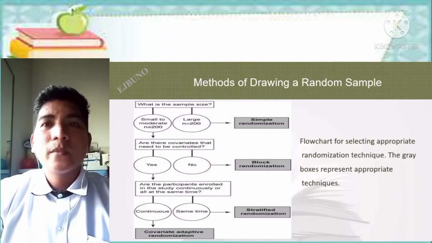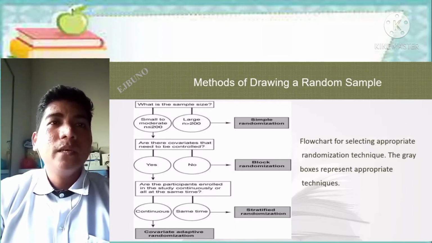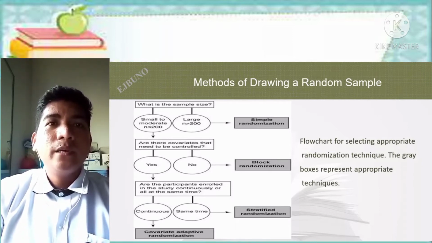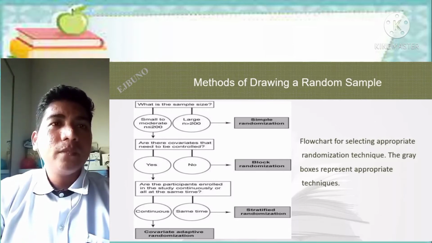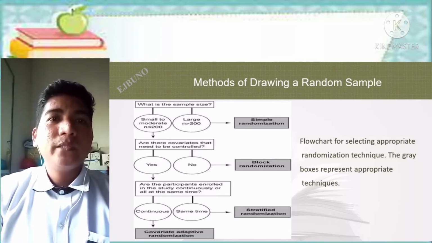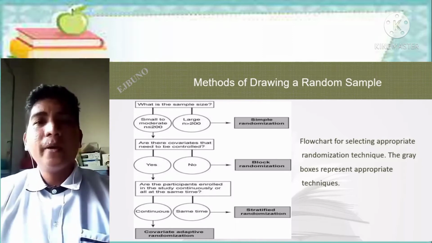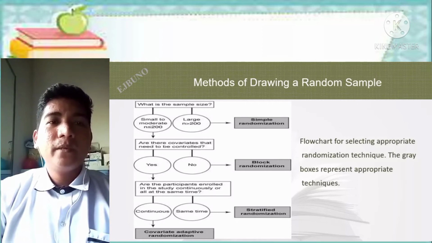Randomization techniques. Flowchart for selecting appropriate randomization techniques. The gray boxes represent appropriate techniques. What is the sample size? Small to moderate, n less than or equal to 100, or large, n greater than 200. Simple randomization. Are there covariates that need to be controlled? Yes or no. No is block randomization. Are the participants enrolled in the study continuously or all at the same time? Continuous or same time. Same time is stratified randomization. Continuous is covariate adaptive randomization.